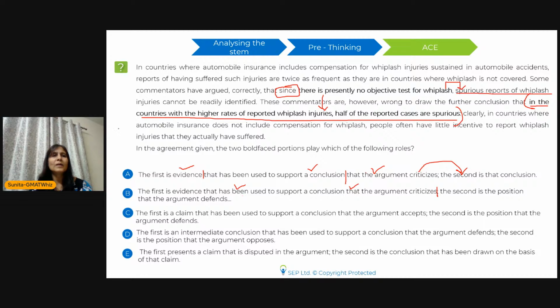The second is the position that the argument defends. Is the argument defending this? No, the author is calling it wrong. So this part is incorrect. The second is not being defended by the author. So B is incorrect. First is a claim. Can I call the fact no objective test for whiplash? Is that a claim? No, I can rule it out here itself. B is out. First is an intermediate conclusion. No, first is a fact. It's not a conclusion. Out.